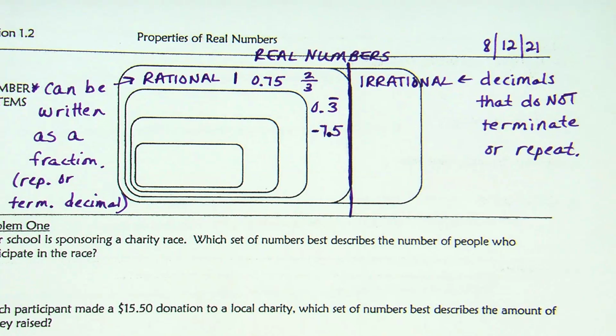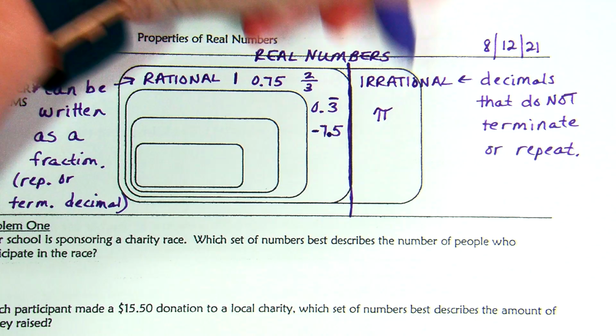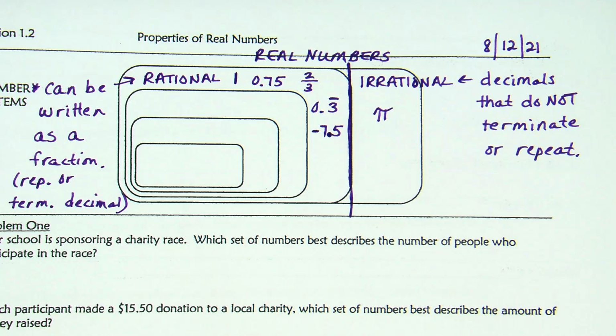What's the irrational number that's most common to you guys? Pi. Okay. 3.1415 something something something. We know it goes on and on forever and ever, right? It does not end. It does not repeat. Now, there's another type of irrational number that you guys work with besides just pi. Some square roots are irrational.